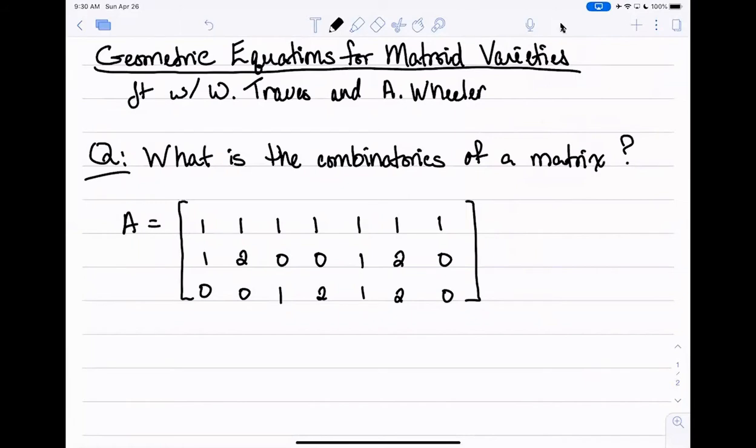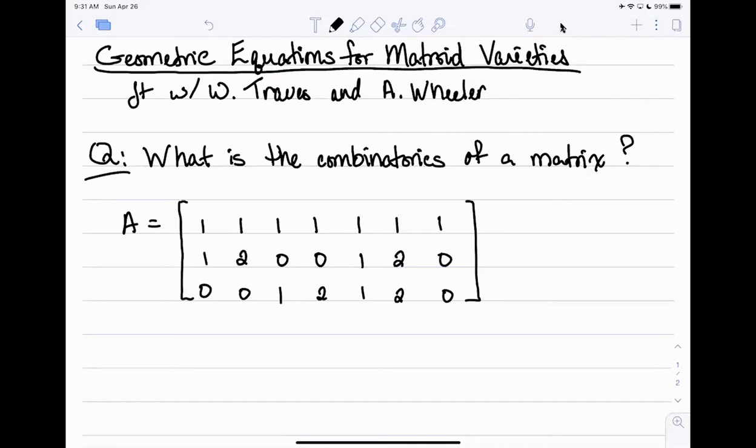I'm going to be talking about a project that I started about 1.5 years ago with Will Travis, who's at the Naval Academy, and Ashley Wheeler, who's currently at Mount Holyoke, where I am. And what we've been thinking about are geometric equations for matroid varieties. So you don't have to know what any of those words mean. I'm going to try to define them as the talk goes on.